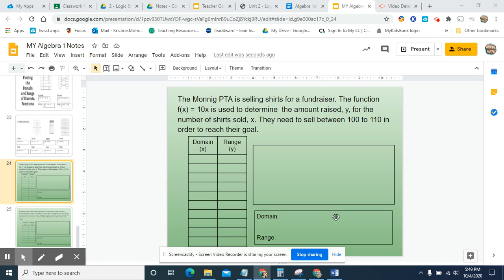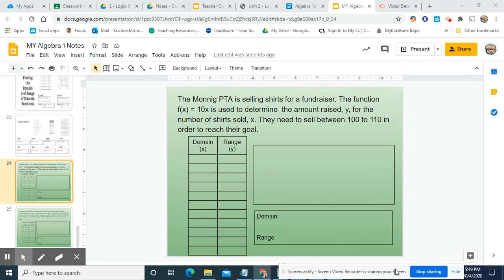All right, so we are continuing in with domain and range and with discrete functions, again, where they're individual points. However, we're going to do that from a word problem. And I promise you, word problems are not the worst. They are not bad. They are actually, honestly, pretty easy.